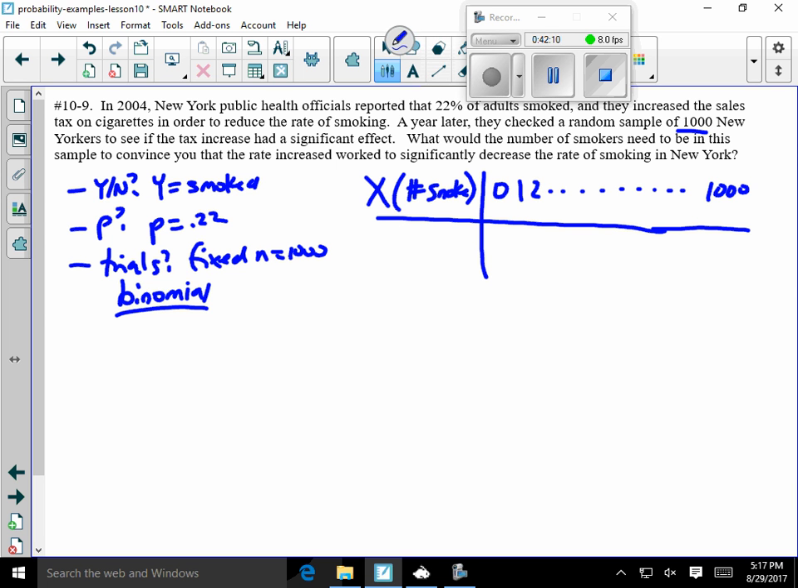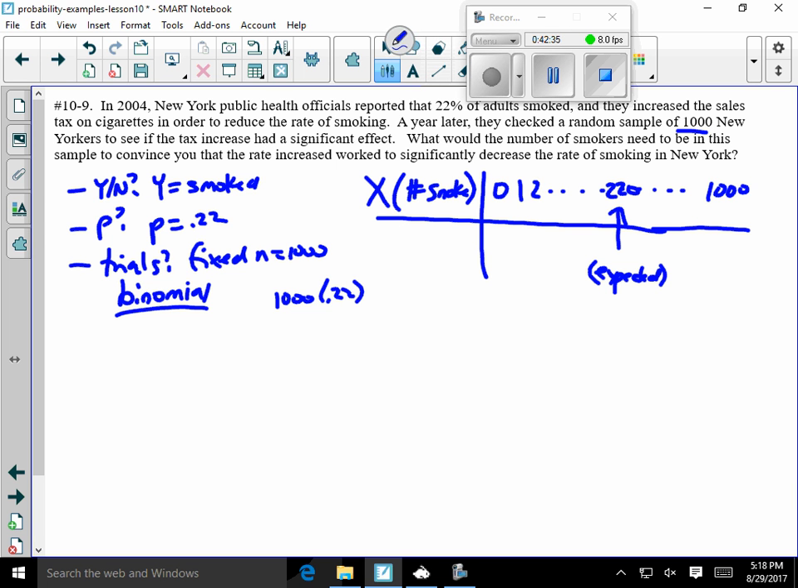Well, we expect 22% of adults smoked, right? So 22% would be 220. If I took 1,000 and multiplied by 22%, that would be 220, right? So somewhere out here is 220. This is kind of what we might call the expected value. We would expect that, right? In other words, if we had 220, that means the percentage is still 22.